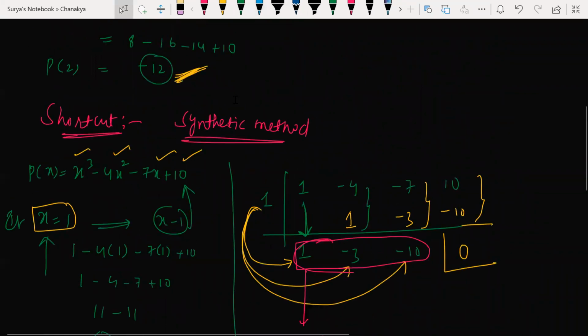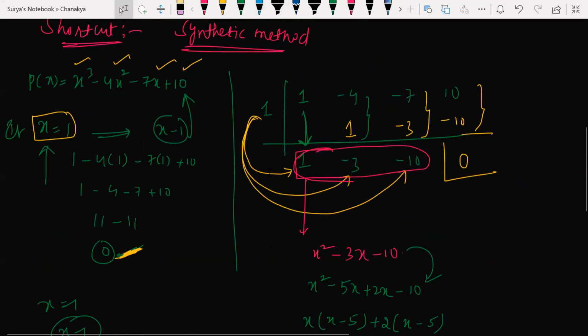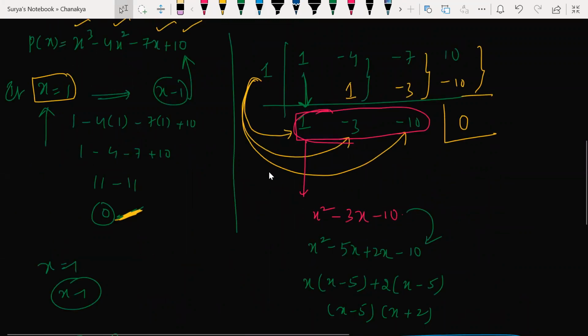Sir, can you explain the coefficient part, where you took the coefficient? I don't understand that. Which one? That pink color circle?